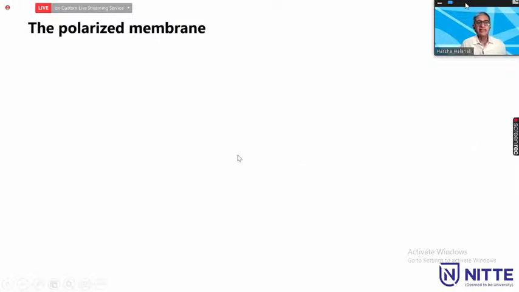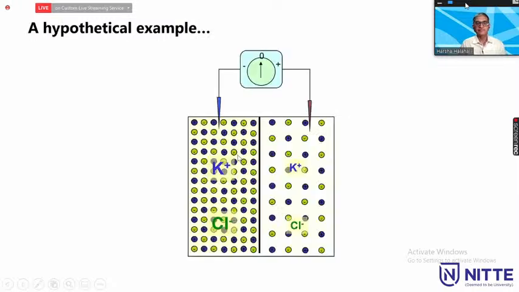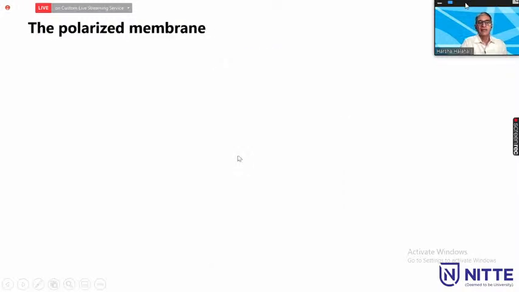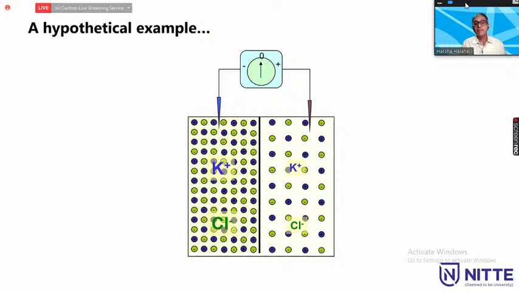How does the membrane become polarized? What do we mean by polarized? Basically, what we mean by a polarized membrane is that charge separation occurs. There are more negative charges on the inner side of the membrane compared to the outer side. How does this happen? A simple thought experiment helps us to understand this.